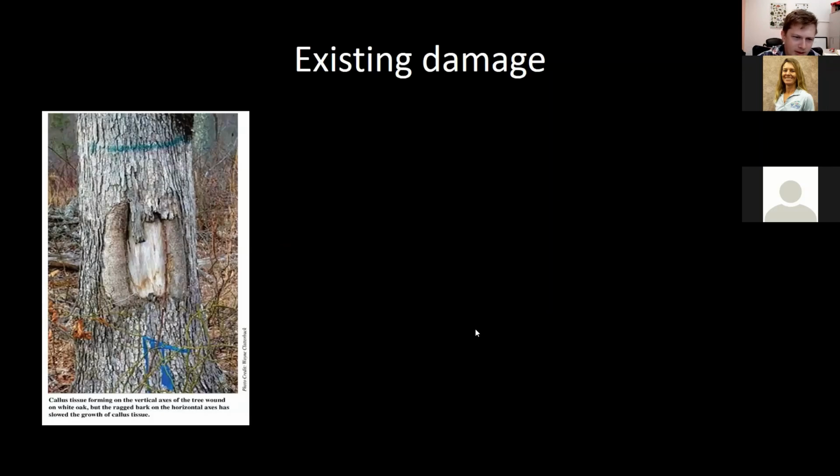Another feature to keep in mind is existing mechanical damage that may have occurred, like from other trees, automobiles, etc.